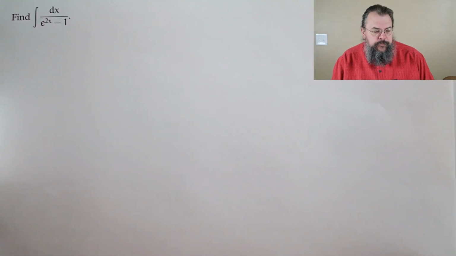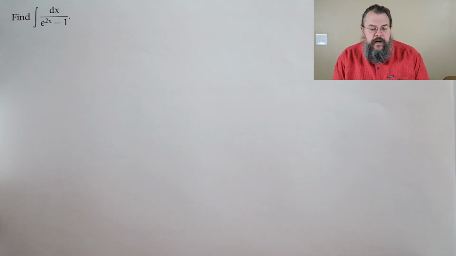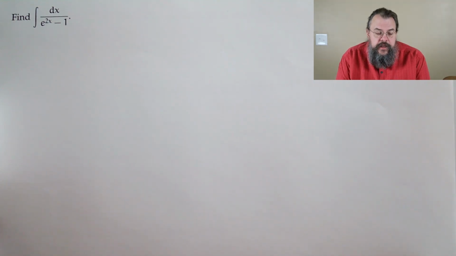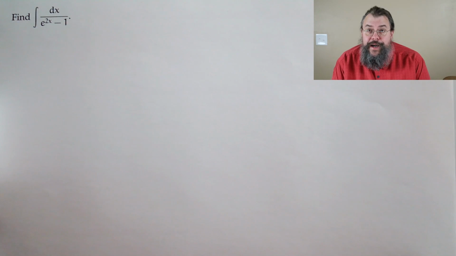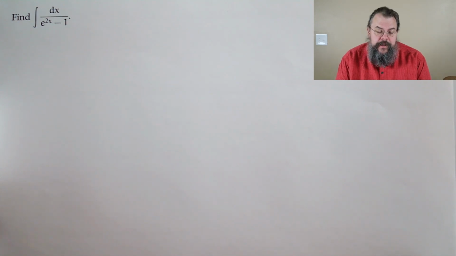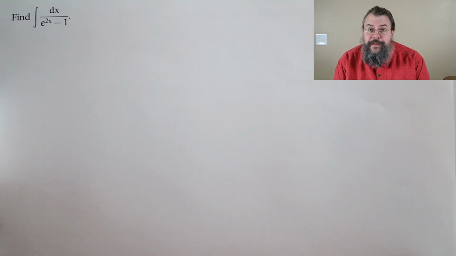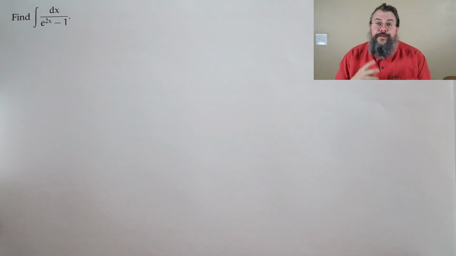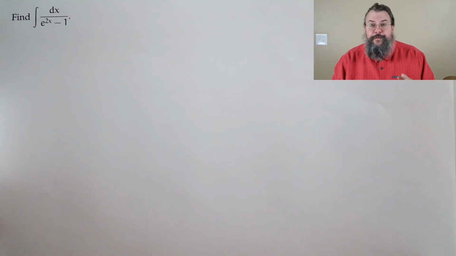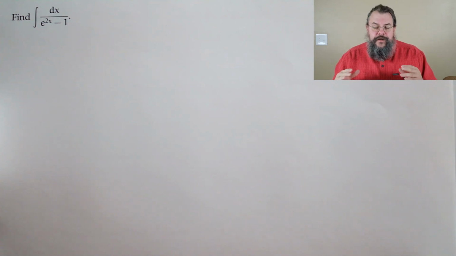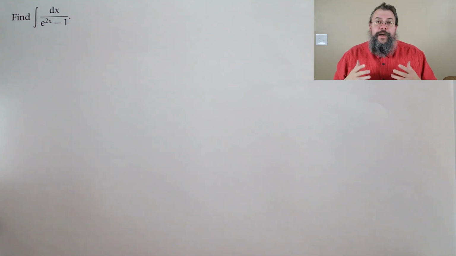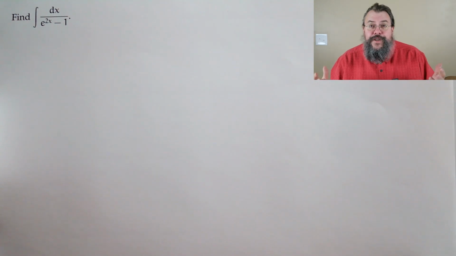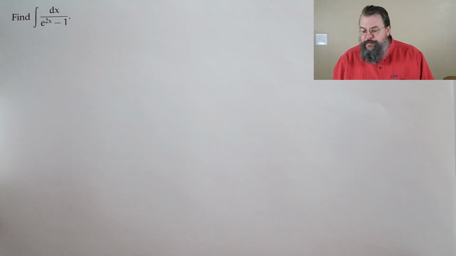Okay. So, find the integral dx over e to the 2x minus 1. And let's try a couple of different ways. Actually, I'm going to try to do this 2 different ways just to show you that there are different approaches to problems. And you don't always have to do things in one way. You might have options, and be open to more options. Being open to options is wonderful.